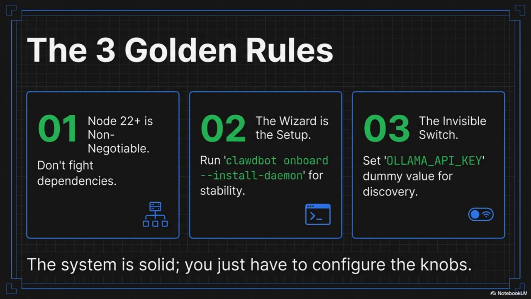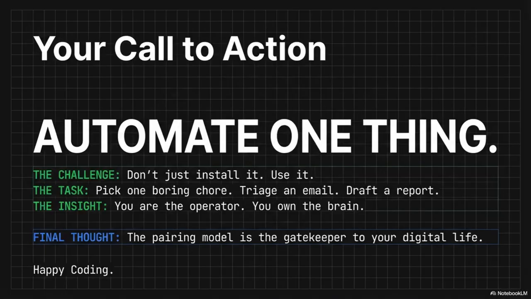So let's summarize. If our listener is going to try this weekend, what are the golden rules we should take away from this? There are three main takeaways the author hammers home. Number one, Node 22 Plus is non-negotiable. Don't fight it, just upgrade. Number two, the wizard is the setup. Run Clawdbot onboard --install-daemon. That's what makes it stable and keeps it running when you close your laptop. And number three, set that Ollama key. It's the invisible switch that makes the whole thing work.